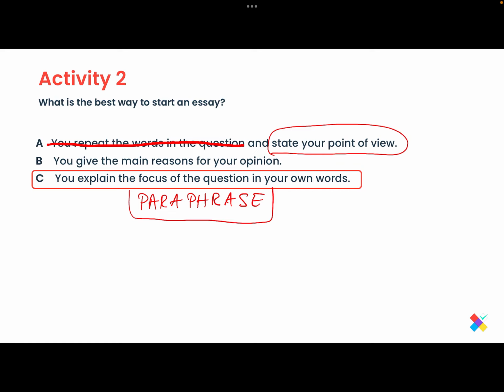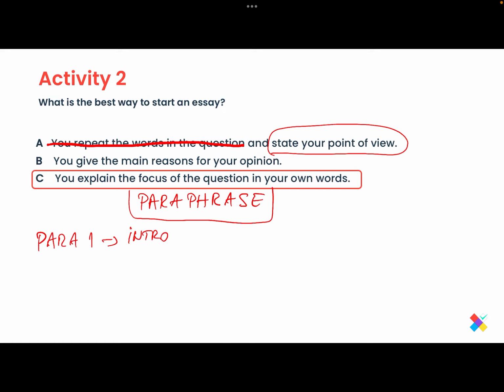Okay, now a little bit of pep talk on how to write an essay. You should have, again, around 4 to 5 paragraphs. So in the first paragraph, I'm going to write it here, you should have the introduction, which basically is explaining the focus of the question in your own words.